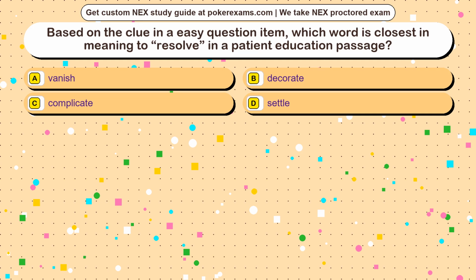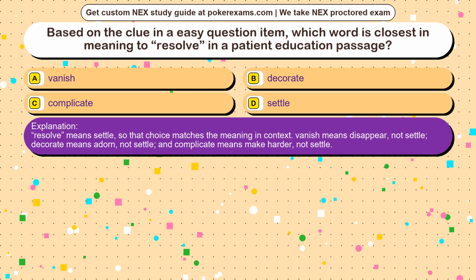The correct answer is option. Resolve means settle, so that choice matches the meaning in context. Vanish means disappear, not settle. Decorate means adorn, not settle. And complicate means make harder, not settle.